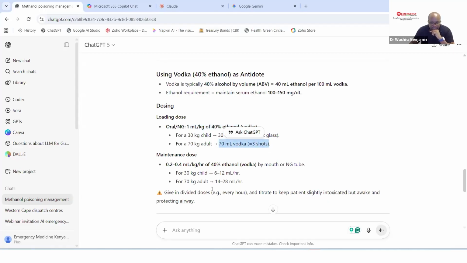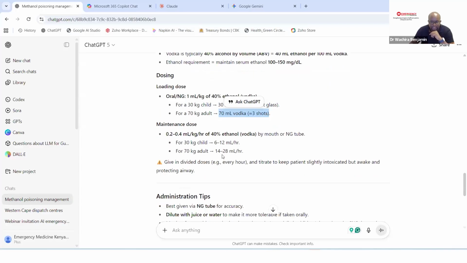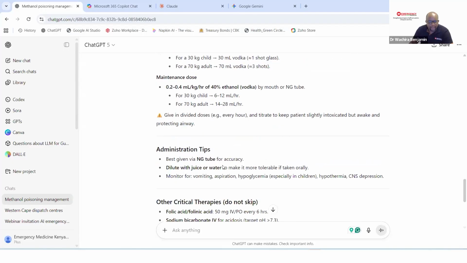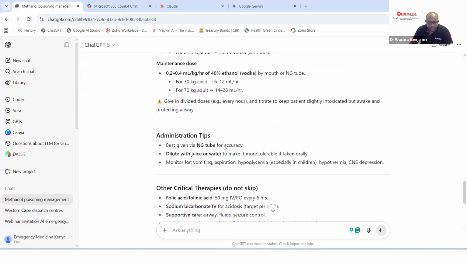Maintenance dose is 14 to 28 ml per hour. Give the dose in divided dosages every hour to keep the patient slightly intoxicated but awake and protecting the airway. It's a very good approach. So give it in divided doses every hour. Don't just give them shots. Administration tips: best given via NG tube for accuracy, or dilute with juice or water to make it more tolerable.